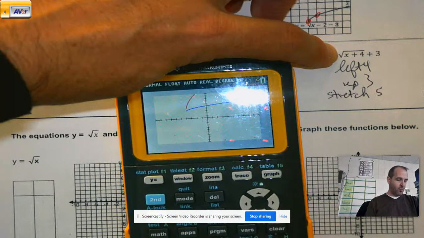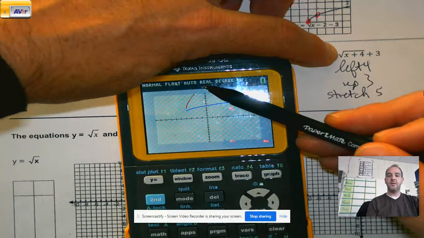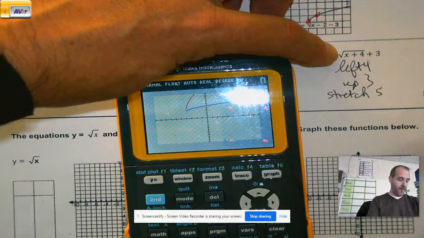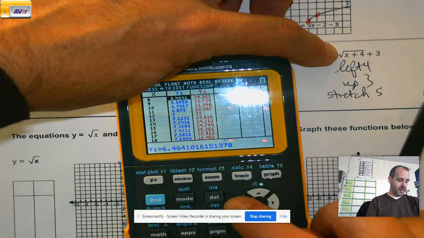So I look at this one. Whoa, it stretches way off the screen. And notice it's got a lot more of a slope or a stretch to it. If I look at the values here, let me get to where we're.